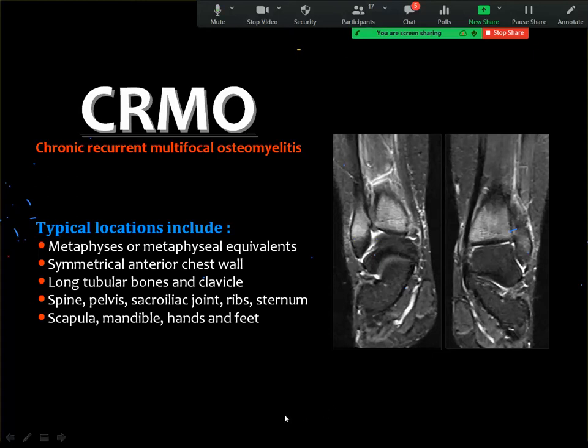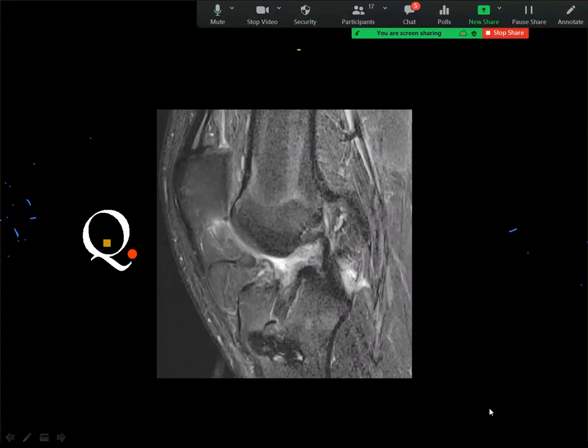So, how can you pick up the diagnosis? Number one, multiple areas of bone marrow edema scattered all over the skeleton. The age of the patient is, let us say, teenaged, in the childhood or the adolescence. Then the patient will complain of pain, but frequently you got no signs of inflammation.